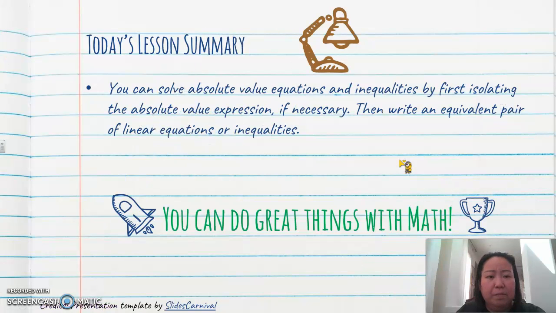Sorry for the confusion. So to summarize our lesson, you can solve absolute value equations and inequalities by first isolating the absolute value expression. We've mentioned that. And then you can write an equivalent pair of equations or inequalities and solve them individually, one with a positive answer and another one with a negative value. All right.